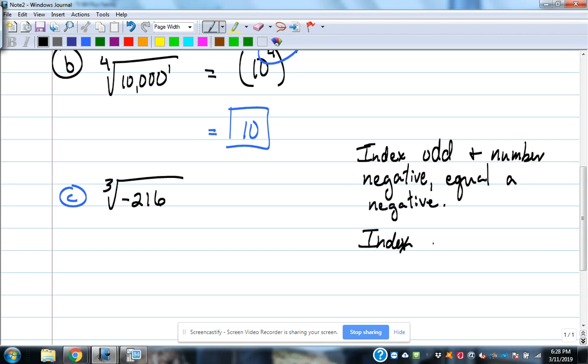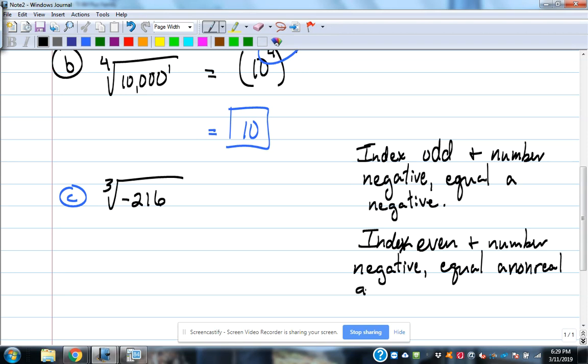If the index is even and the number is negative, it'll equal a non-real answer. A complex number. That's where the i comes back in, because square root is an even index. Remember what the square root of -4 was, plus or minus, it was 2i. That's where that comes back. That's a non-real answer out of that.